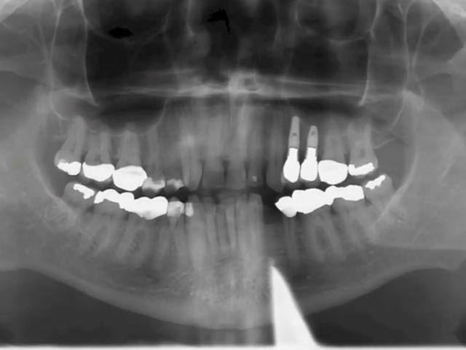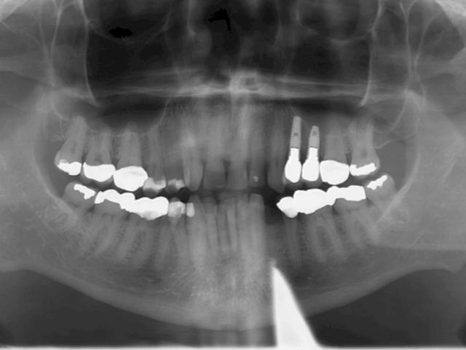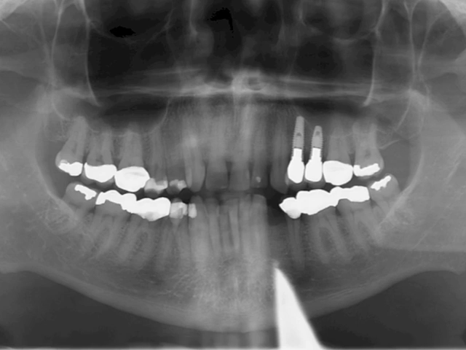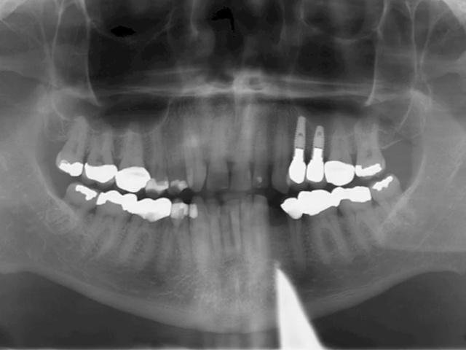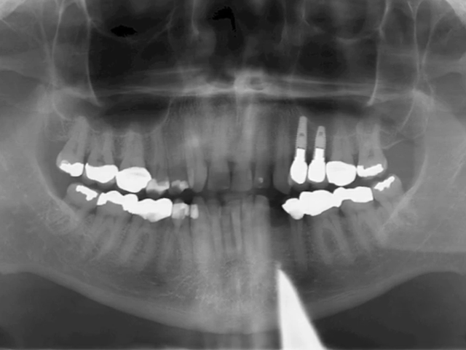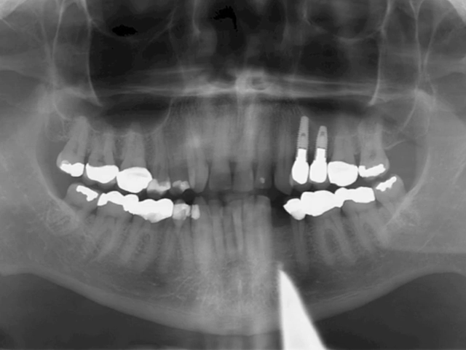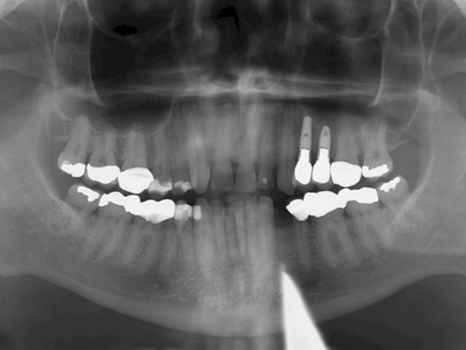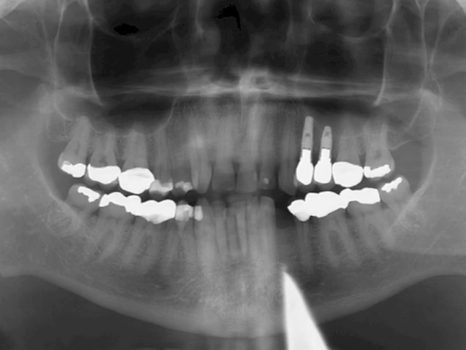The panoramic radiograph reveals the maxillary left lateral is missing and the maxillary left canine is in its place. The maxillary right first and second premolars are osseointegrated implants with crowns. The maxillary right third molar is missing.